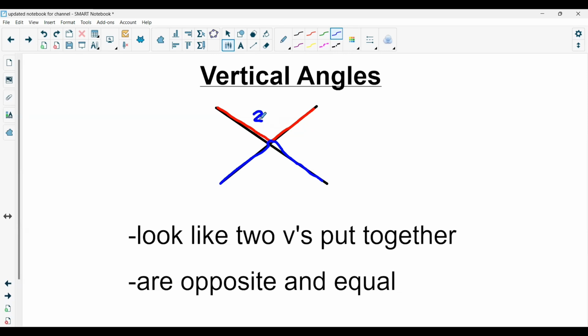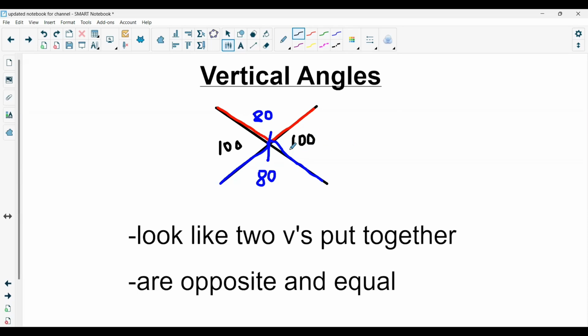So if this angle right here was 80, the one directly across from it, which is vertical to it, is also 80 degrees. And that just happens if it is directly across from it, it is equal. So if this one over here was 100, what do you think the one across from it would be right here? 100.